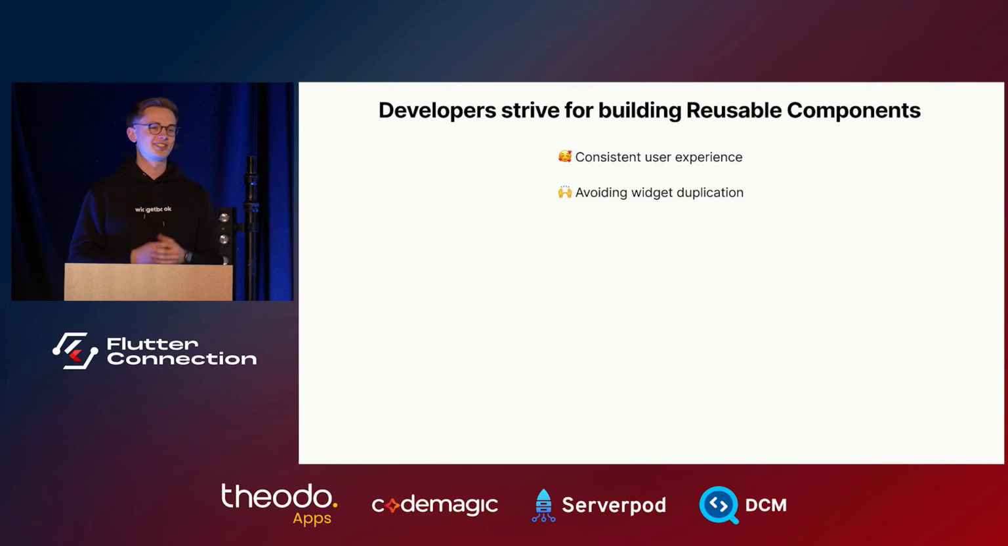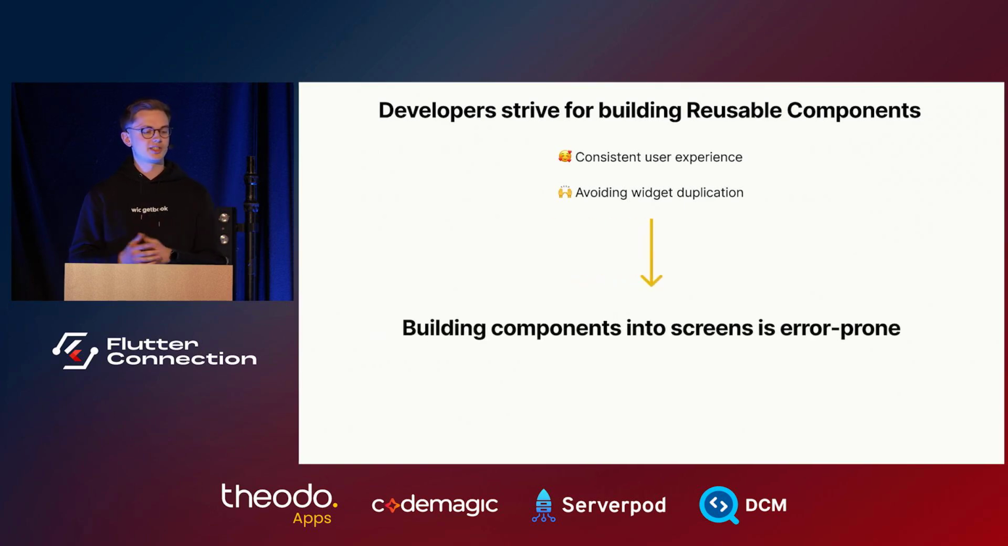I think, and most experienced developers agree with that, we're usually striving for building reusable components. Why is that? We want to ensure that we have a consistent user experience, and as developers, we're also quite lazy usually, so we want to avoid building the same widget over and over again. And how are we usually doing it? We're usually doing it by building our components straight into screens.